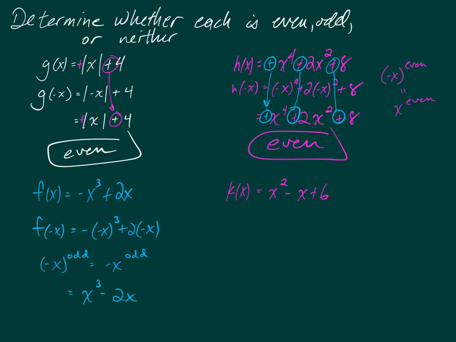And now when you compare these signs, a negative became a positive, and a positive 2x became a negative 2x. So all of the signs changed. That means this function is odd.